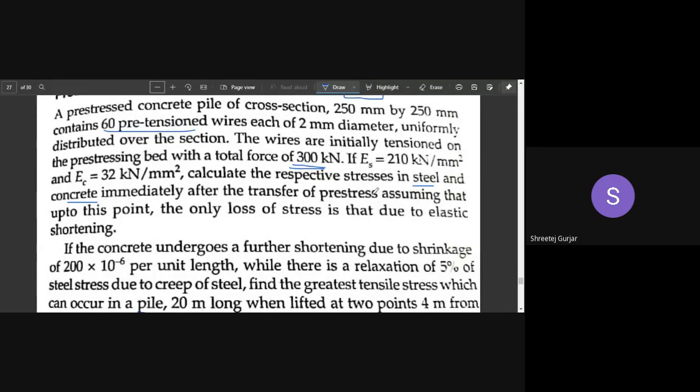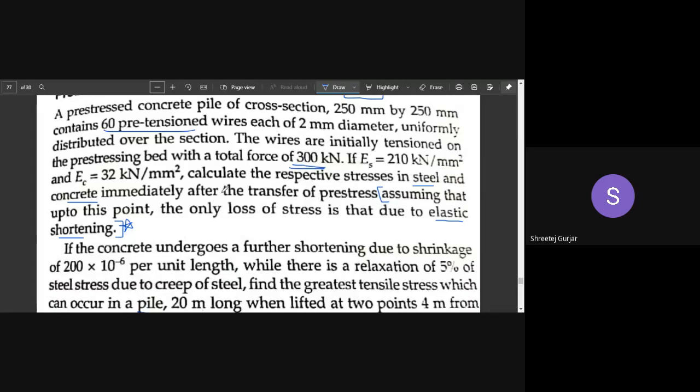After we transfer the pre-stress, we have to calculate the stress in steel and concrete, not the loss. Assuming that up to this point the only loss of stress is due to elastic shortening of concrete. This is one important statement you have to remember. We know what elastic shortening is and how that loss occurs, so we can use that formula to calculate the stress in steel and stress in concrete.